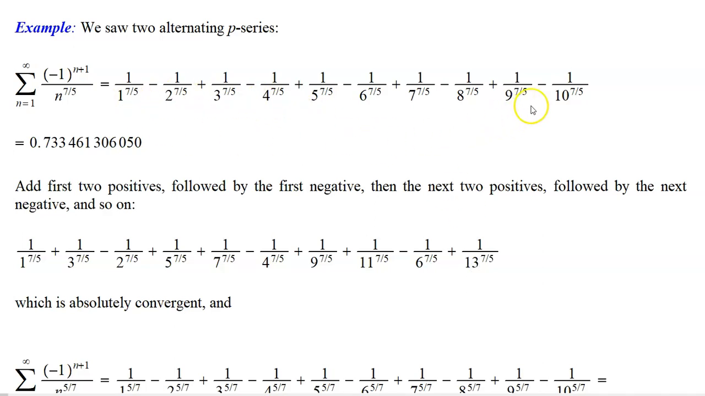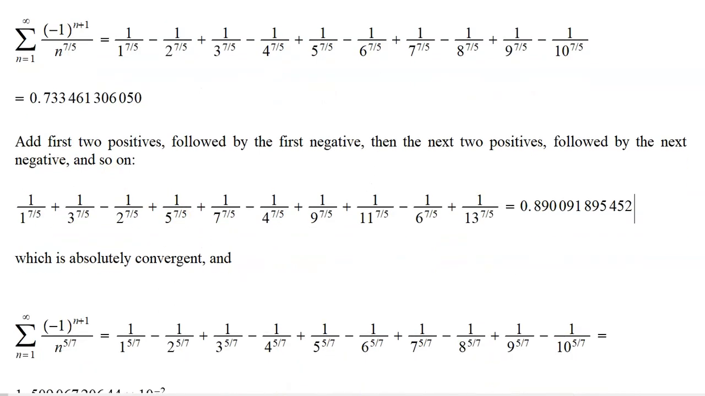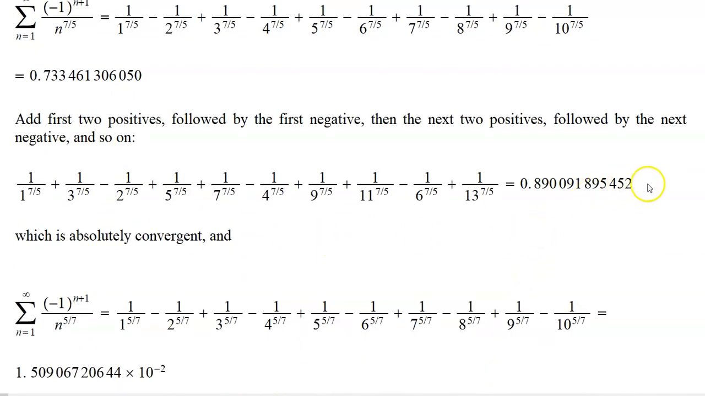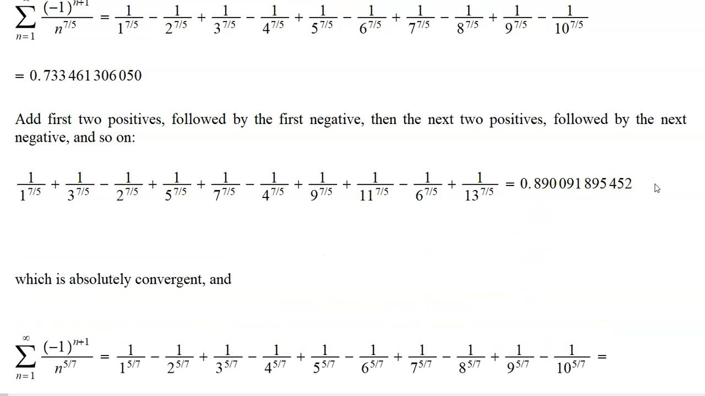Okay, so this S10 gives us 0.733. How much are we going to get here? 0.89. Ooh, that's kind of big. Okay, I'm kind of worried a little bit about that. But that's fine. Let us add some more terms.